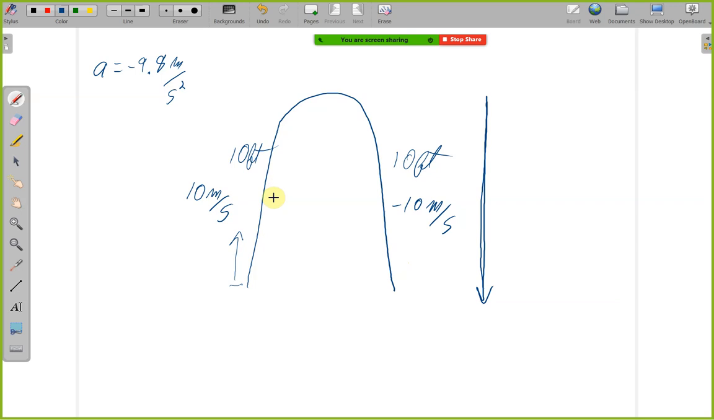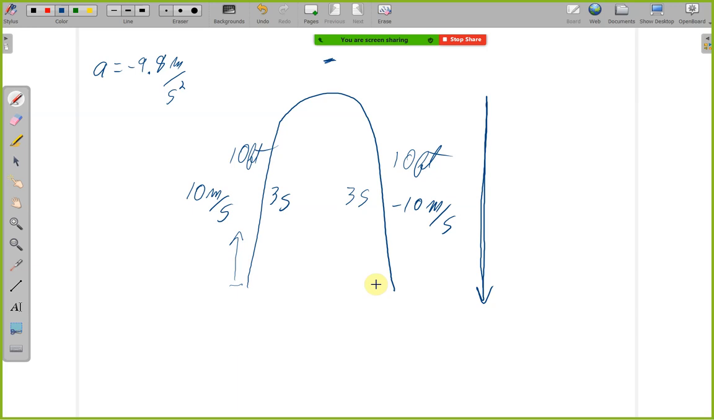If it took 3 seconds for it to get to the top, how long does it take to get back down? If it took 3 seconds to get to the top, how long does it take to get back to the bottom? 3 seconds. Again, these are a lot of the things that they're not going to tell you, but you have to keep in the back of your mind that everything is symmetrical. So if it took 3 seconds to get to the top, it's going to take 3 seconds to get back to the bottom.